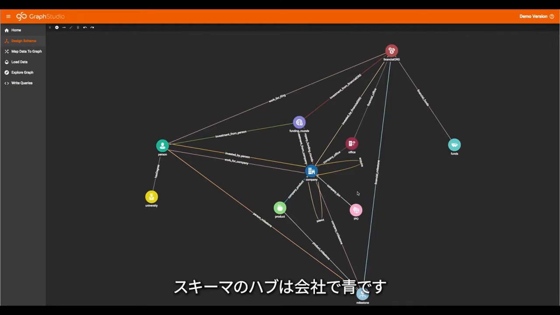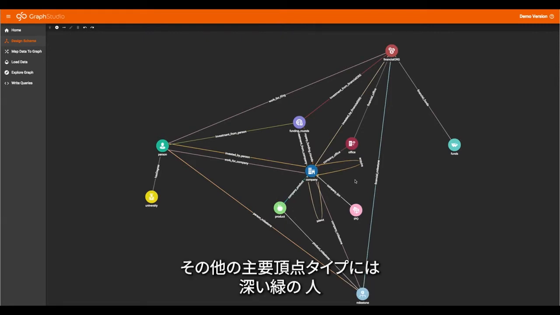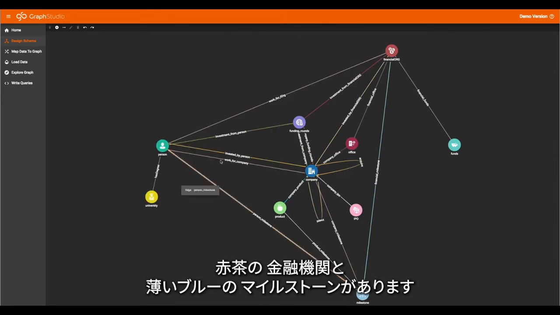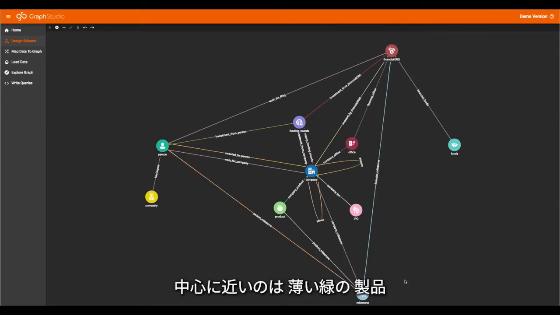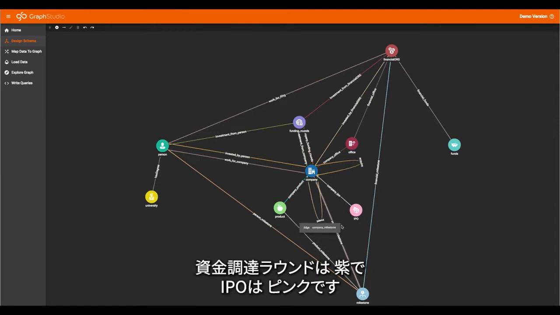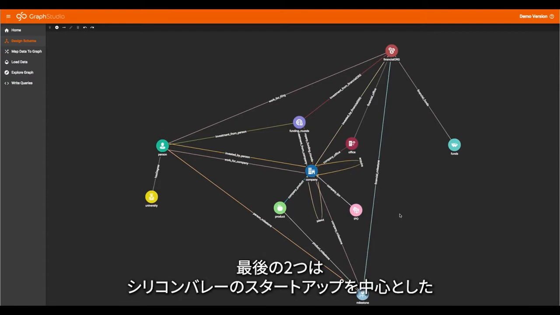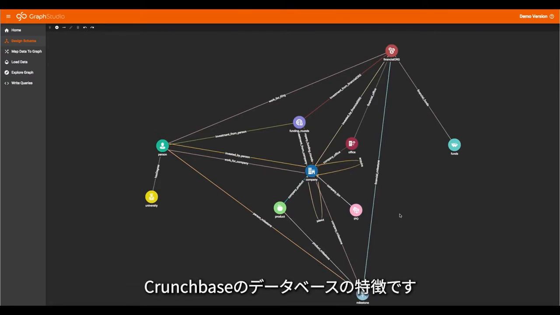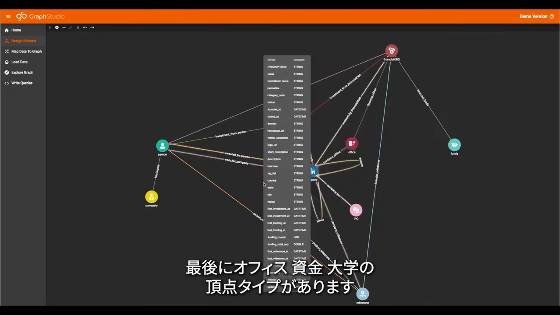The hub of our schema is Company in blue. Most of the other vertex types connect directly to Company. Other major vertex types are Person, dark green, Financial Org, red-brown, and Milestone, light blue. Closer in are Product, light green, Funding Rounds, purple, and IPO, pink. These last two really speak to the Silicon Valley-like startup focus of the Crunchbase database. Finally, we have Office, Funds, and University vertex types.